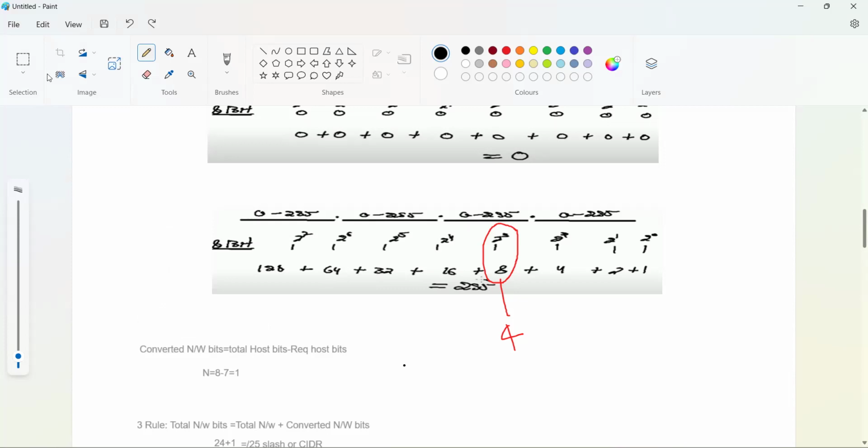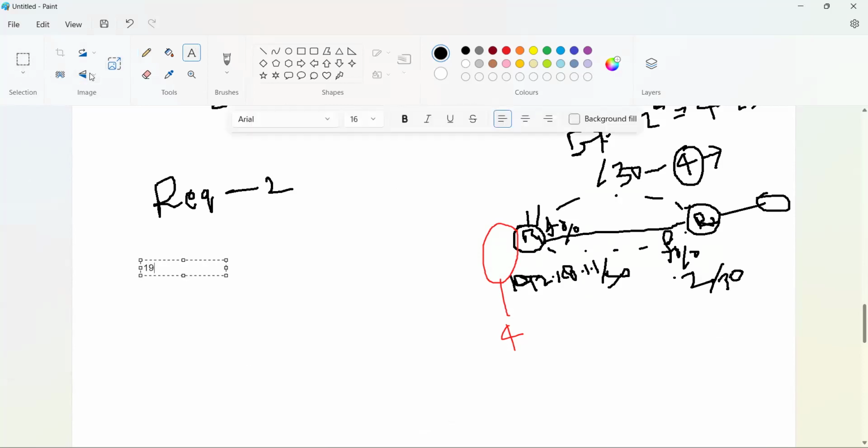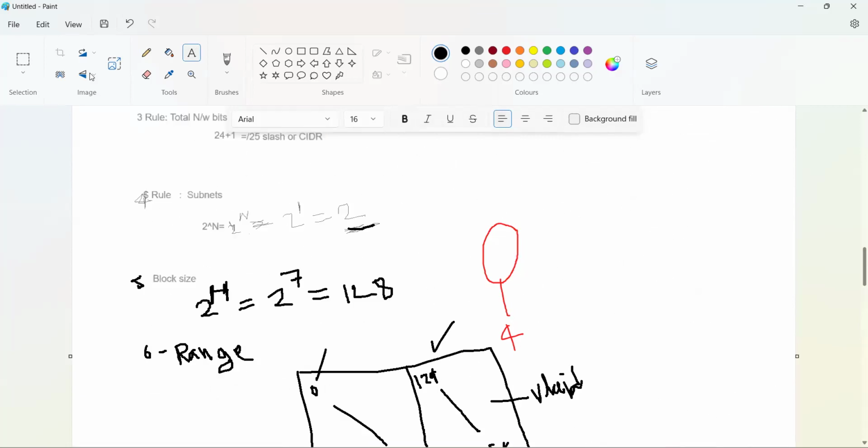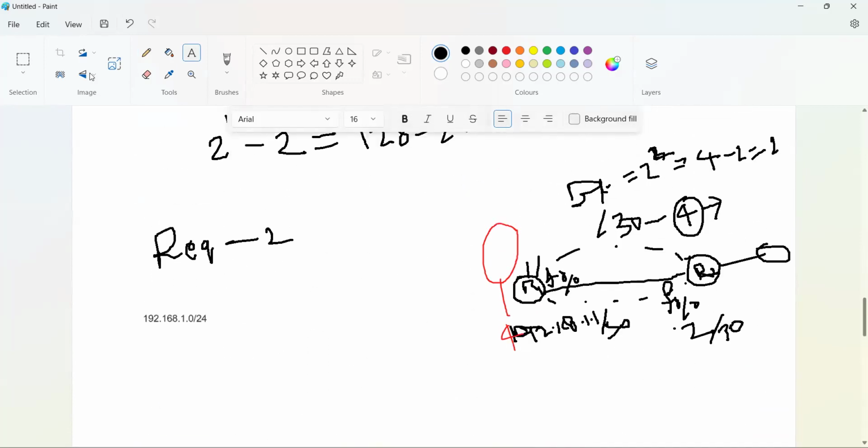Any doubts apart from that? Now we'll move to the requirement is 2. And my IP address is the same. Because I should know which value I am taking, which class I am taking. That is the reason I am taking 24. The first requirement is how many hosts I need.